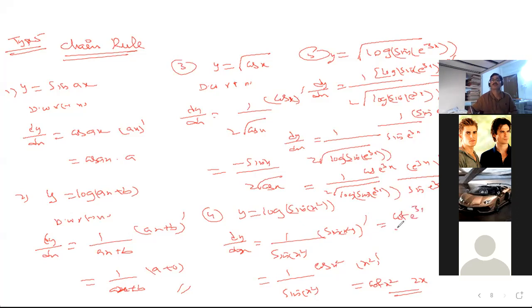E to the power of 3x divided by 2 root of log sine e to the power of 3x. And e to the power of 3x derivative is e to the power of 3x times the derivative of 3x, which is 3. That's why we got it in this way.